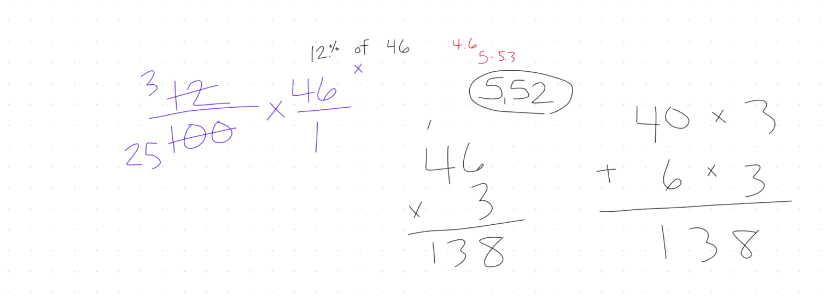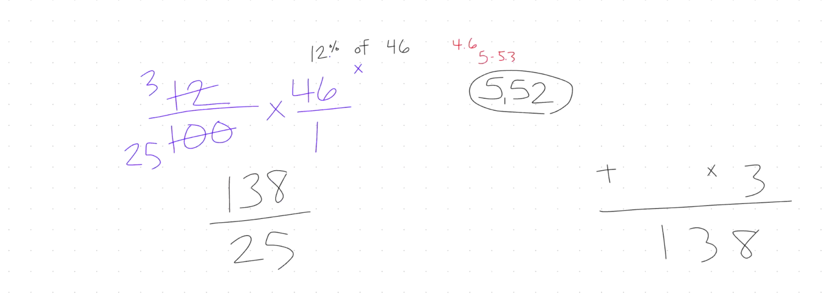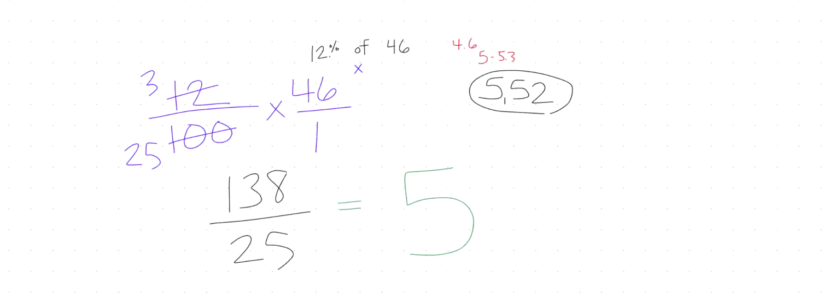So where am I now? I lost track. 138 is the numerator here. And then we have a 25 on the bottom. Let's erase the extra stuff. How do we change 138 25ths into a mixed number? How many times does 25 go into 138? 25 times 5 is 125. And then 13 more would bring us up to 138. So there we have 5 and 13 25ths.